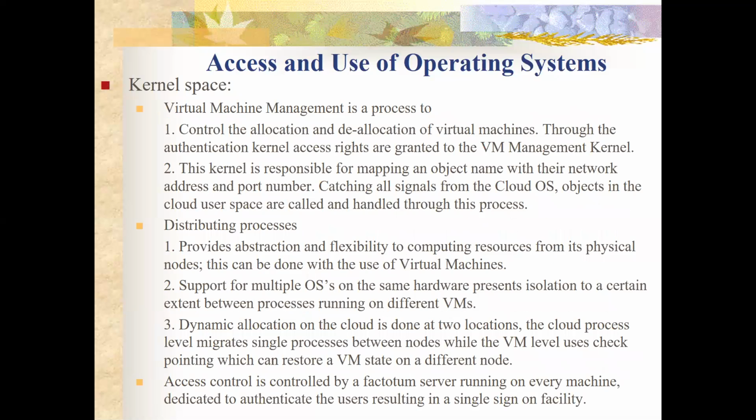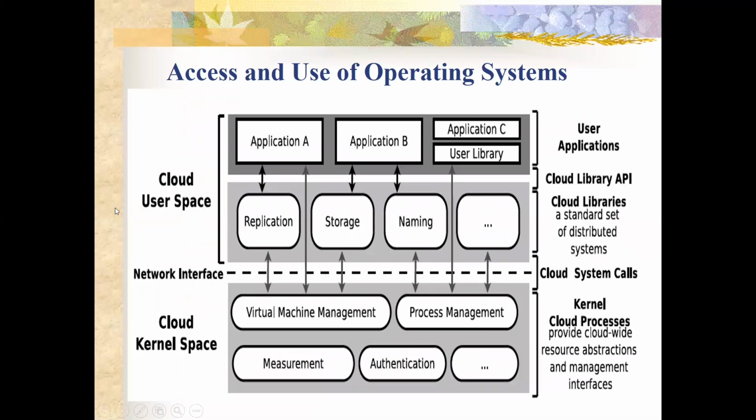So now let's go back to the picture. We can see more clearly, right? Cloud user space, what functions they provide. Cloud kernel space, that's the key of the operating system, what functions they provide. Then it's the network interface. So this is just one example. If you go to the internet, you can find many different ways that describe the operating system.